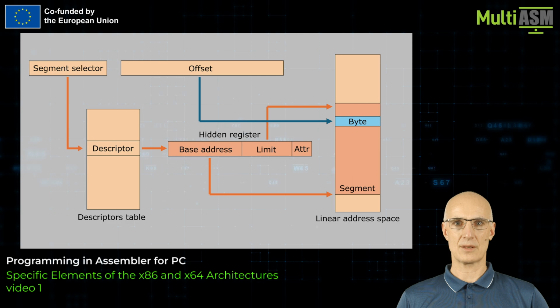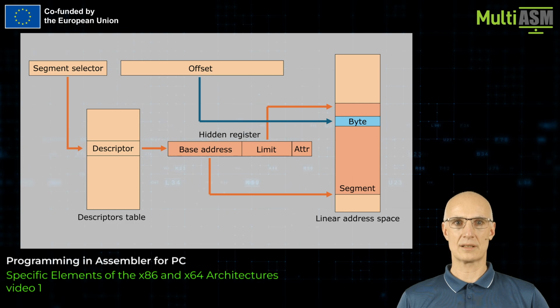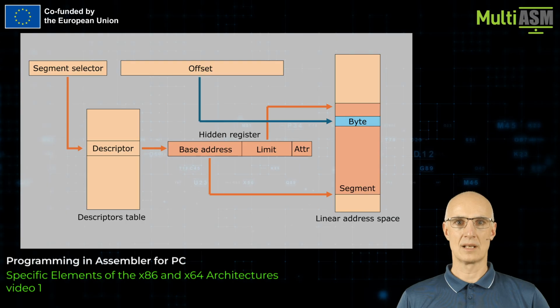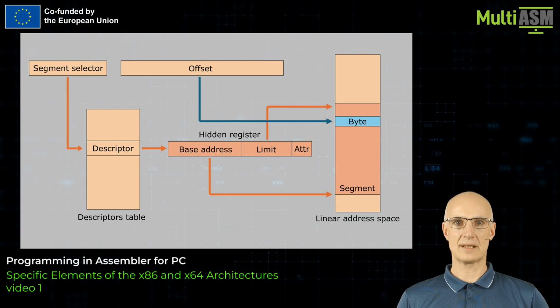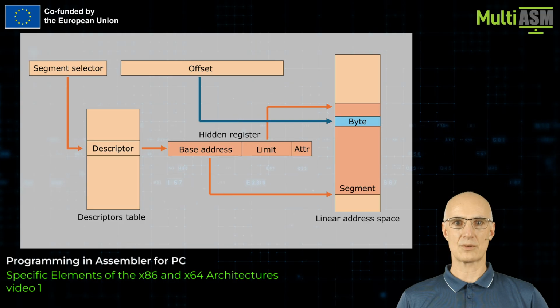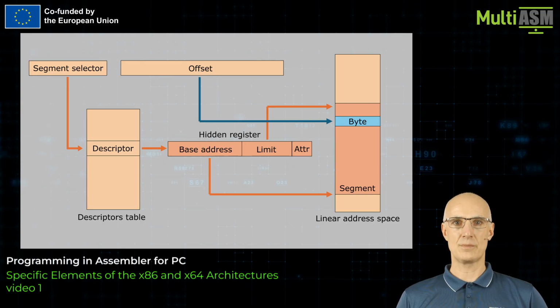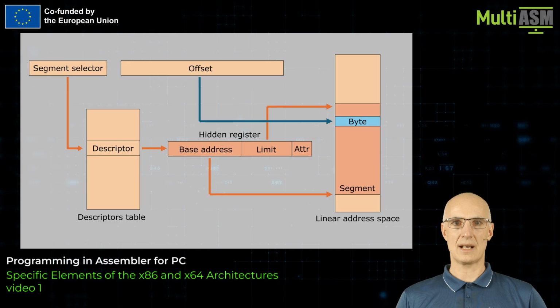Each segment register has an additional part that is hidden from direct access. To speed up the operation, the descriptor is downloaded from the table into the hidden part automatically each time the segment register is modified. The 32-bit offset points to the chosen byte in memory.